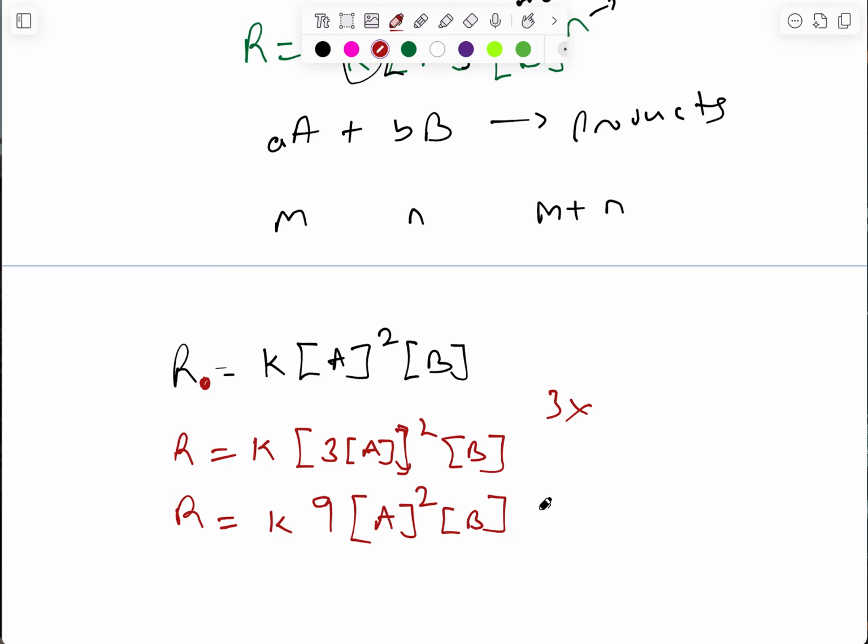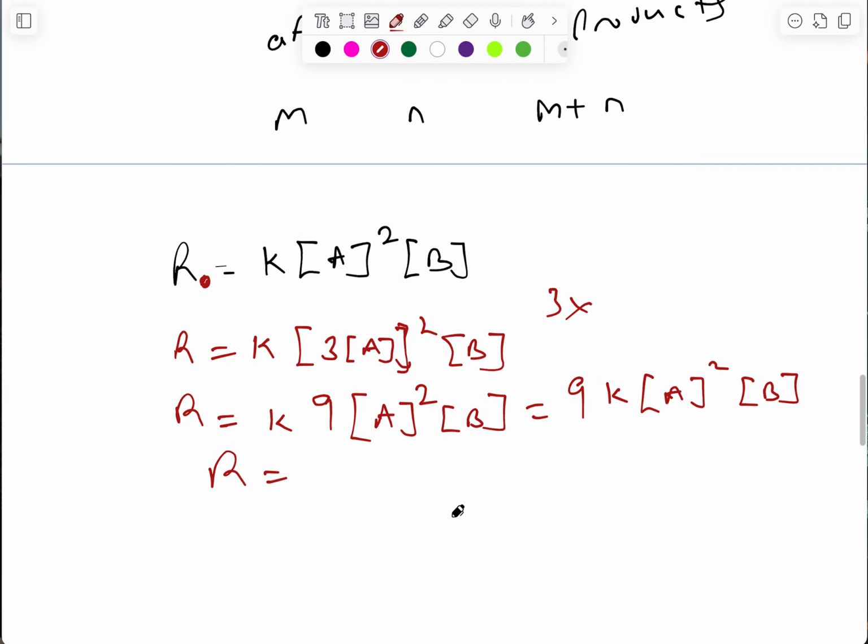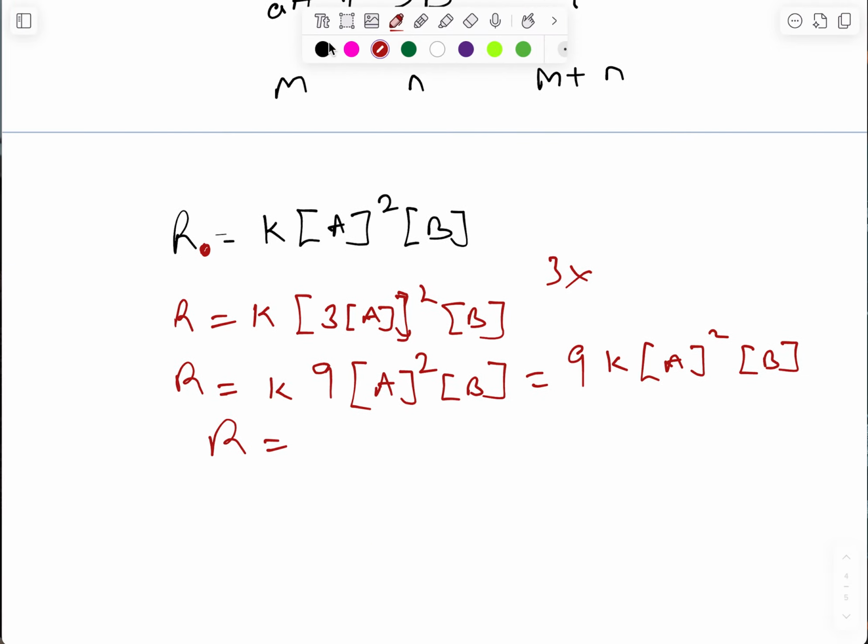And so what you notice here is that this is actually the same thing as 9K multiplied by the concentration of A squared multiplied by the concentration of B. And this R is then equal to, now this entire thing, K multiplied by the concentration of A squared times the concentration of B, is the same thing as that previous rate, and that will be 9 multiplied by R naught.